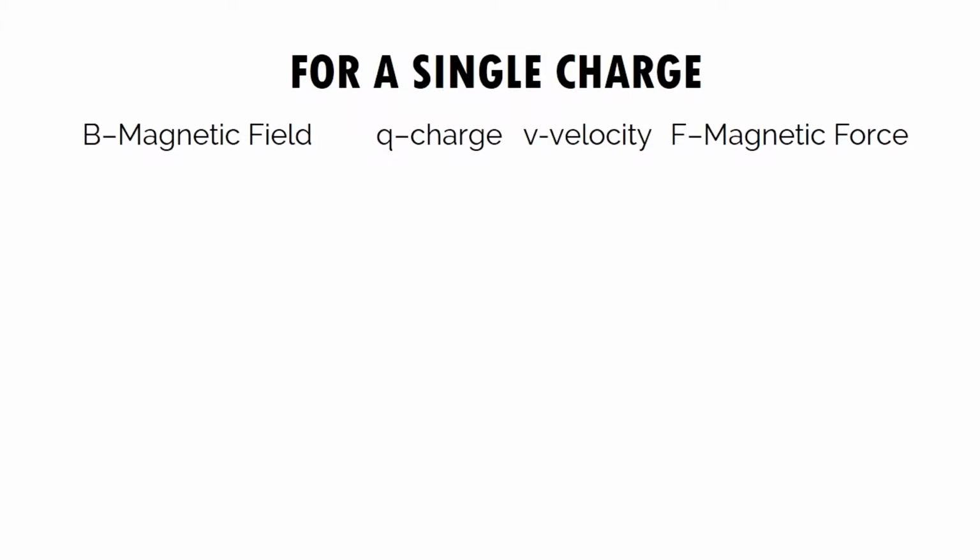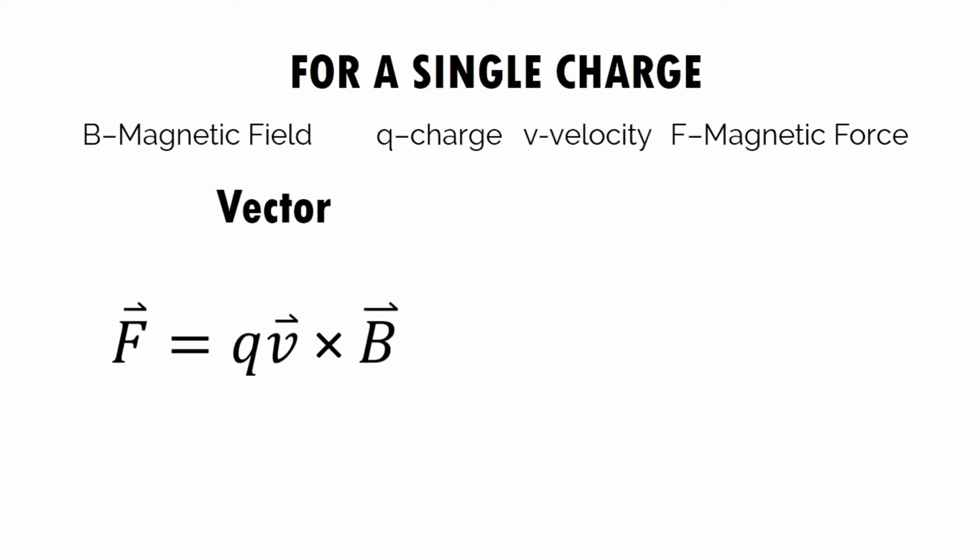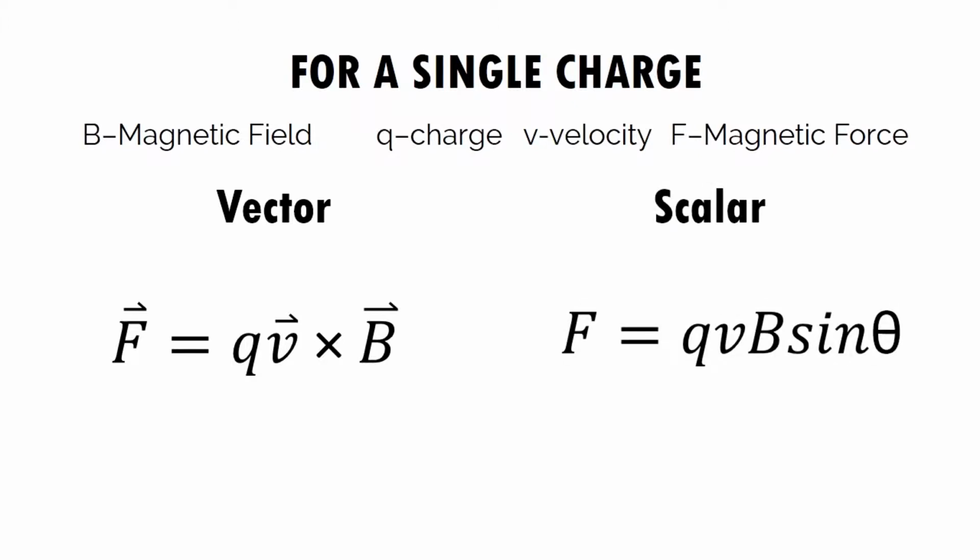And for a single charge, for vector we have F equals QV times the cross product of B. And for scalar we have F equals QV times B sine theta. Magnetic field can be understood by just simply using your right hand.